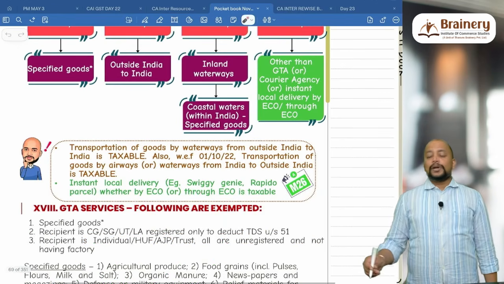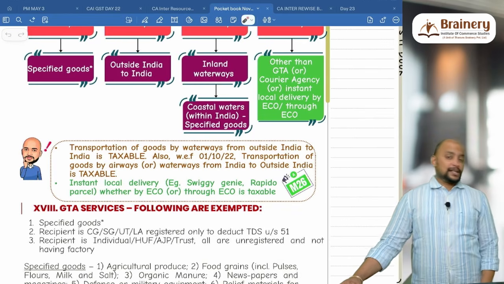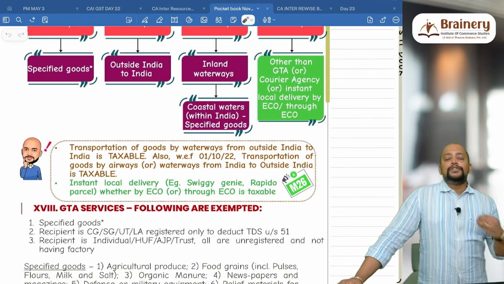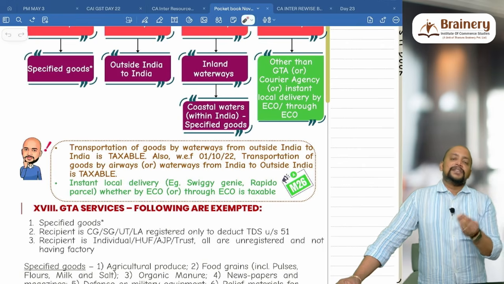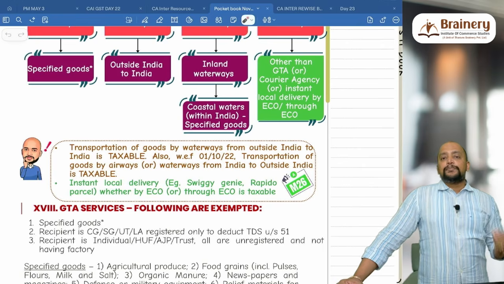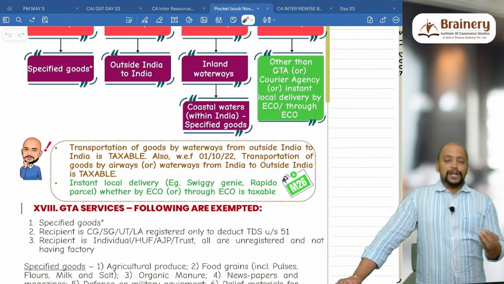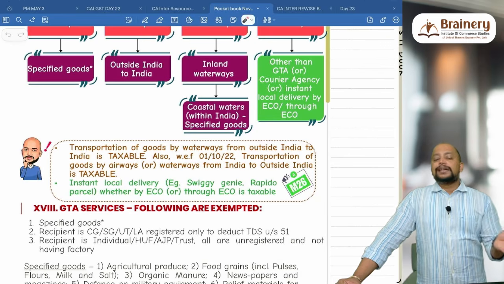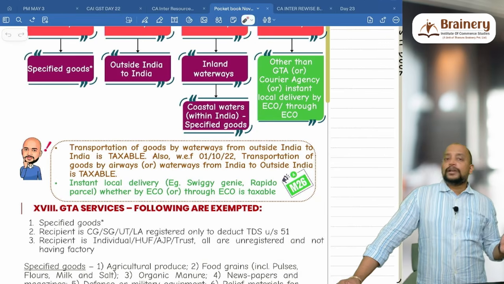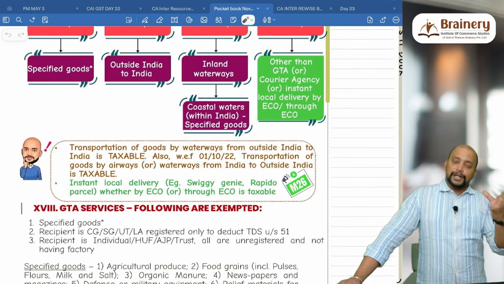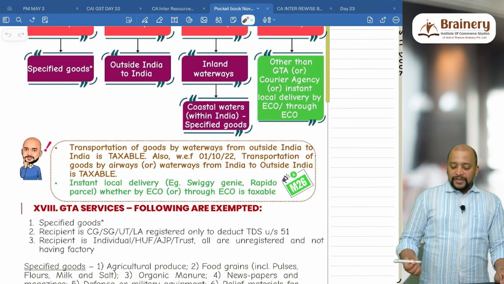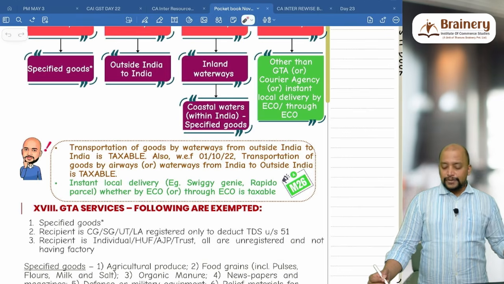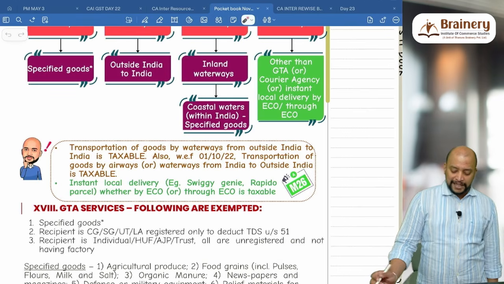So whether instant local delivery by e-commerce operator is taxable, yes. For example, Blinkit, Zepto, etc. will do the instant local delivery and collect some delivery charges, that is also taxable. And some people will send parcels from one location to another location, and a driver through Rapido or a portal is taking up the parcel, that is instant local delivery through e-commerce operator, that is also taxable. And transportation of goods by waterways from outside India to India or India to outside India, we don't have any exemption, that will be taxable.